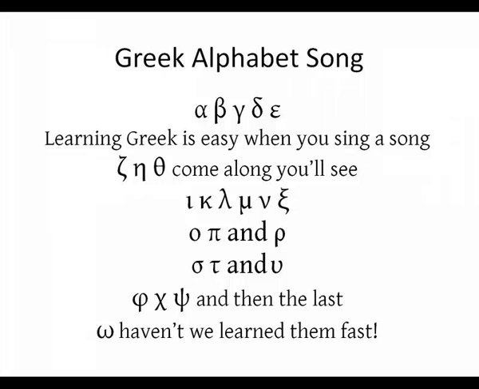Alpha, beta, gamma, delta, epsilon. Learning Greek is easy when you sing a song. Zeta, eta, theta, come along, you'll see. Iota, kappa, lambda, mu, nu, xi. Omicron, pi, rho. Sigma, tau, upsilon. Phi, chi, psi, and then the last. Omega, haven't we learned them fast?